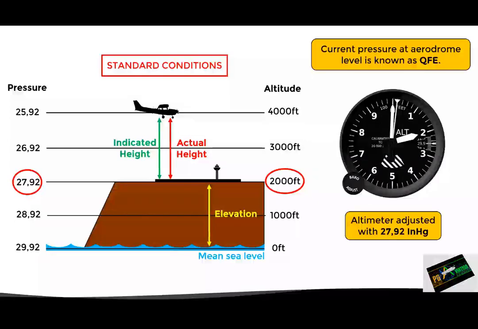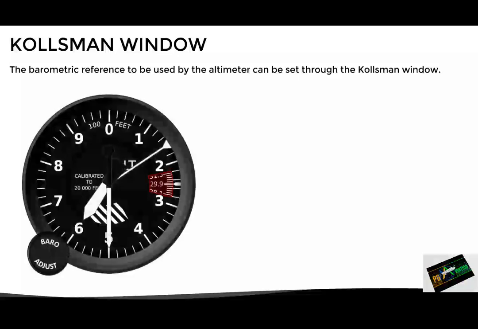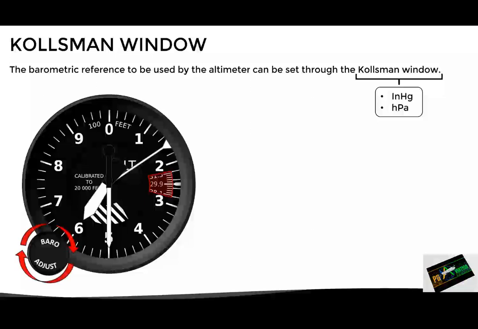You might be wondering by now, how can the pilot adjust a certain barometric reference in the altimeter? Well, that is performed through the Kollsman window. This is a little window in the instrument dial which allows the pilot to change the barometric reference using the knob labeled as Baro Adjust in the bottom left corner. The Kollsman window is calibrated either in inches of mercury or hectopascals. There are even instruments that include both pressure scales.